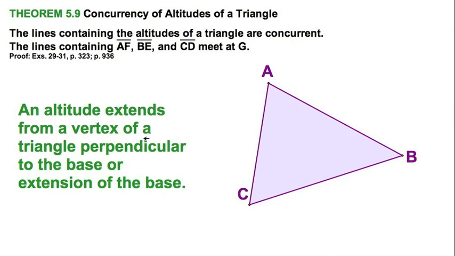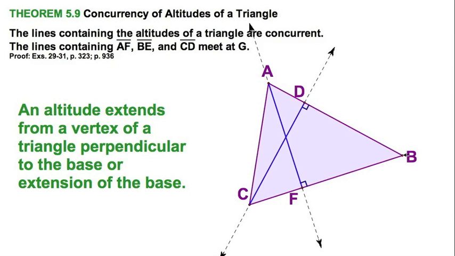Well, for Theorem 5.9, let's remind ourselves what an altitude is. Extending from a vertex to the opposite base, like that. Or from this vertex to its opposite base, like that. Or from this vertex to its opposite base, like that. Every triangle has 3 bases, 3 altitudes. So they also have a concurrency point called the orthocenter, and we're calling that G right here.